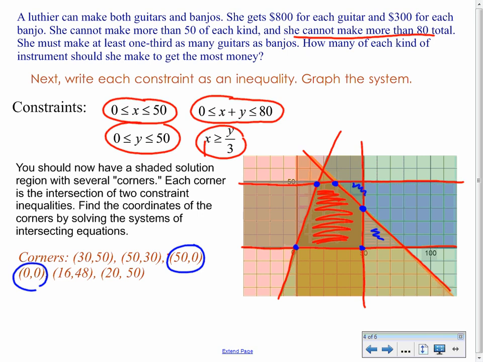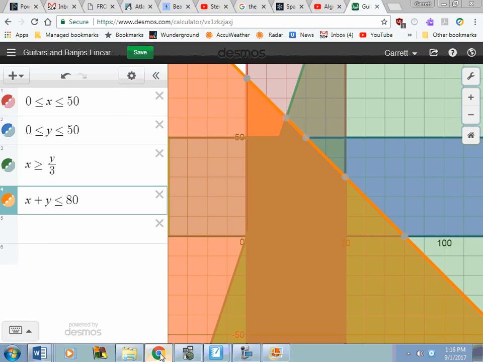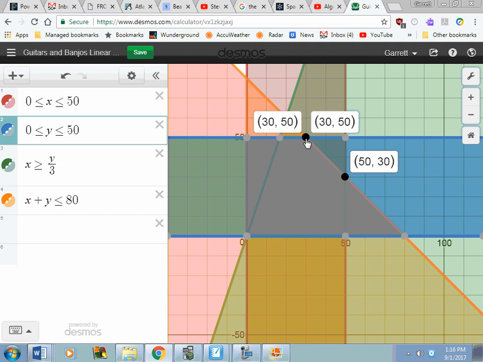Let's go back into Desmos and find out exactly where those are. All right, Desmos is nice and it does a good job. You just kind of press on it, and it's 50, 30. 50 guitars, 30 banjos. This is the alternate, 30 guitars, 50 banjos. All right, and that corner, oh, 30, 50. That one, I'm getting a little confused here, is just make 16 2/3 guitars and 50 banjos. All right. You can't make 16 2/3 guitars, of course.